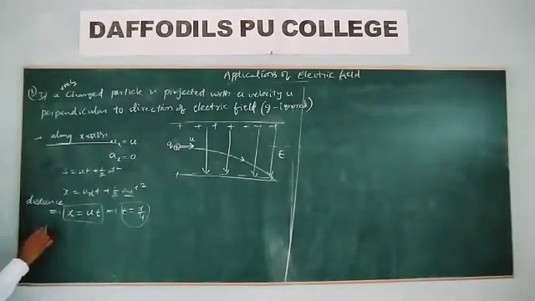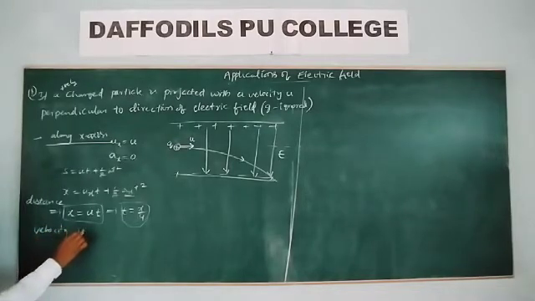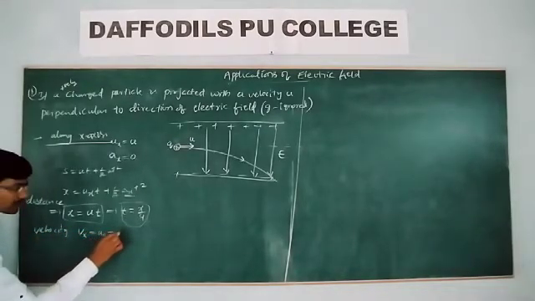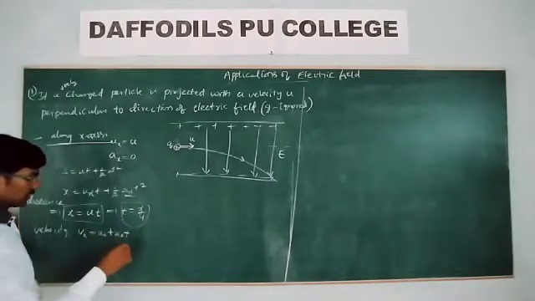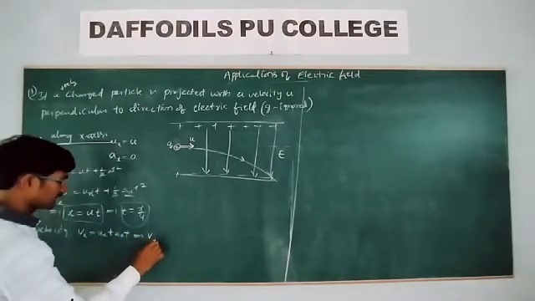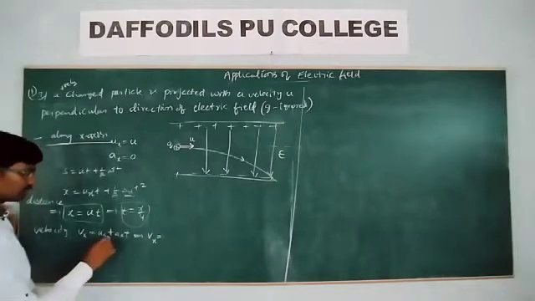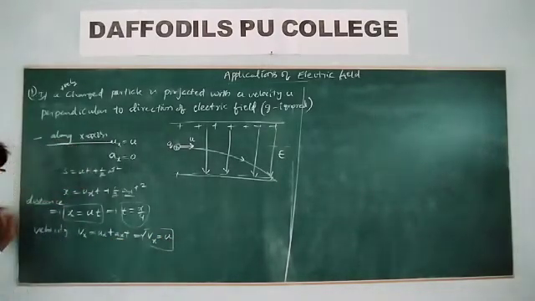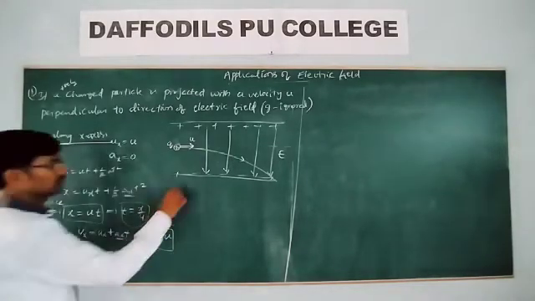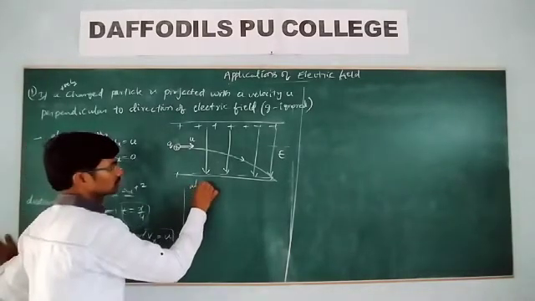What is velocity at any point? Velocity Vx is equal to ux plus axt. So same as the motions in first PUC. Same as this one, and here that implies Vx is equal to ux, because ax is 0, so u always. Is it okay? Let me tell along y-axis.